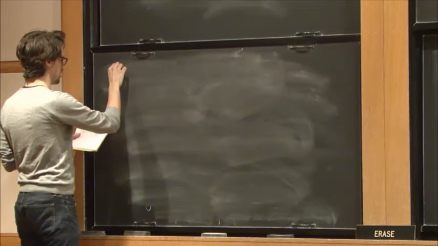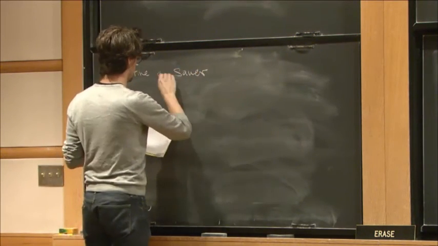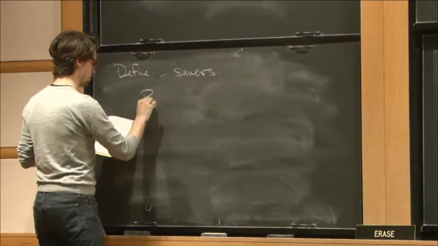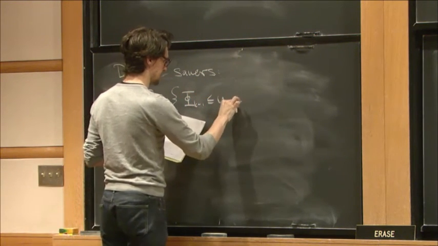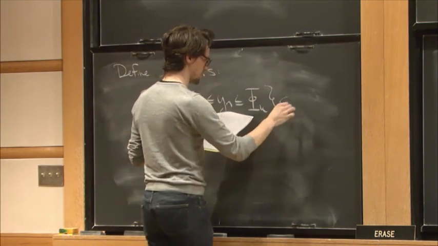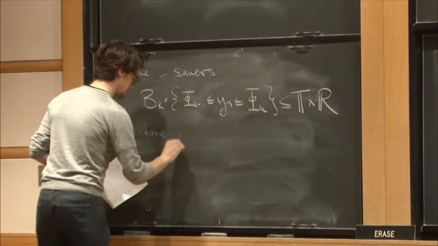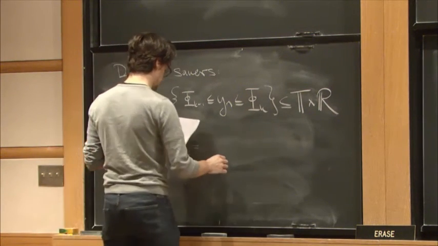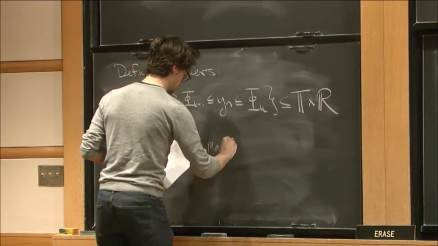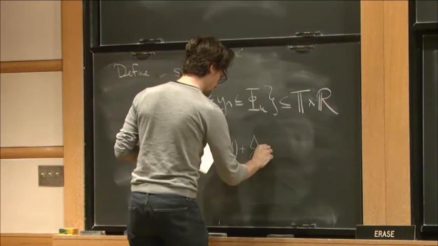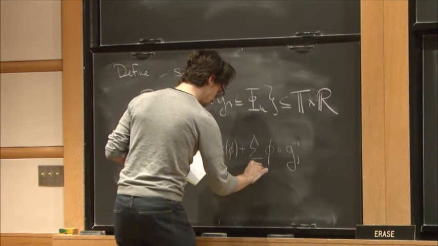So you define a saucer, find saucers B sub k to be phi k minus 1 less than or equal to y sub n less than or equal to phi k, a subset of R, where phi sub k is equal to the max plus the sum of phi composed g sub j inverse for j equals 1 to k.